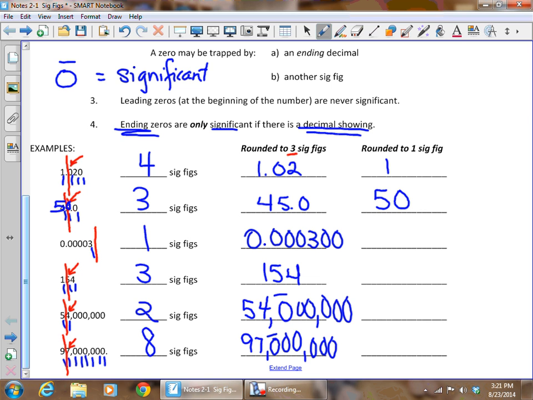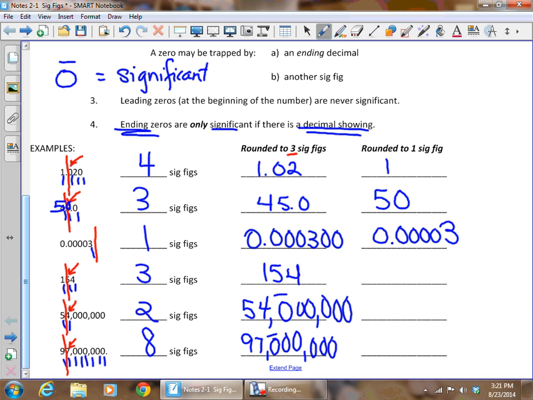The next one's easy. We only had one sig fig in the first place, so all we have to do is simply write down that value, 0.00003. In the next one, see if you can do the next one. If you haven't already tried it, now that we've gone through a couple of these, see if you can do this one.